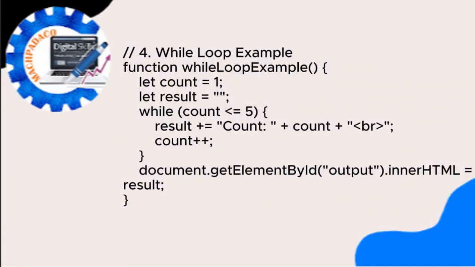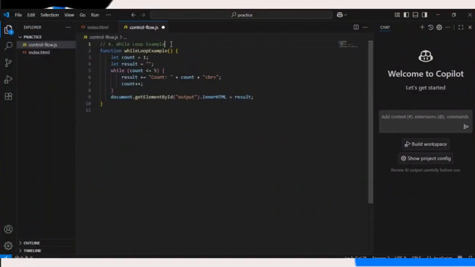Then we now move to our JavaScript section. At the JavaScript file, we now have our comment, as you can see on the screen. Then we now have function whileLoopExample. Then we have our code let count equals 1. Then we have let result equals double quotation marks. Then we have while count is less than or equal to 5.